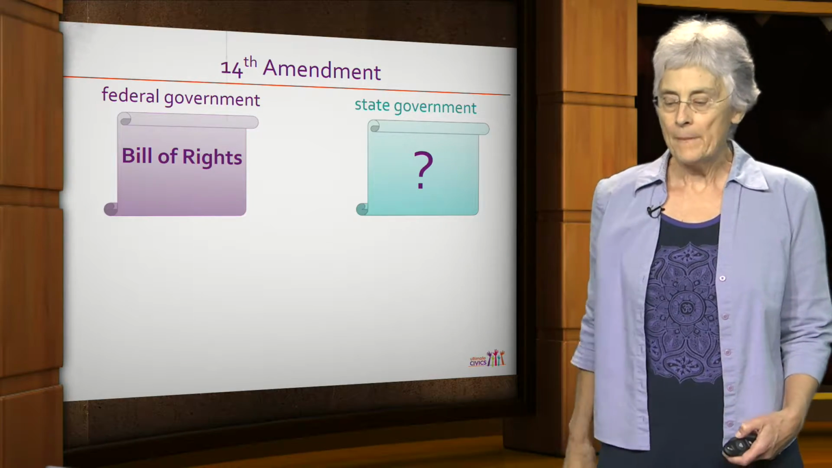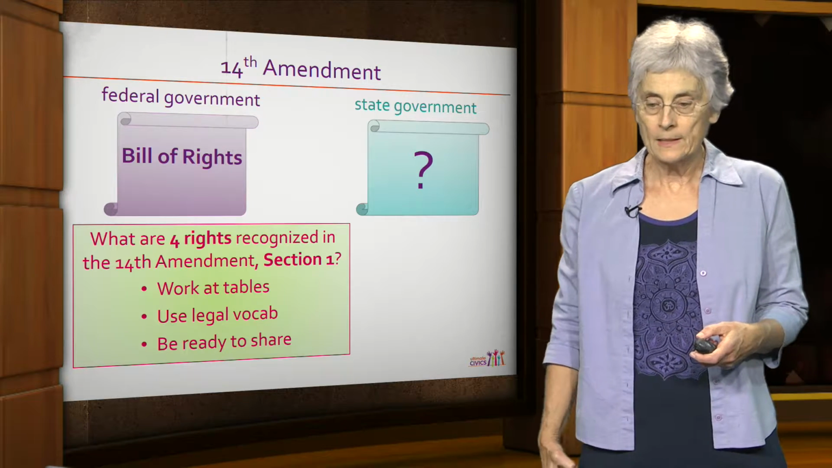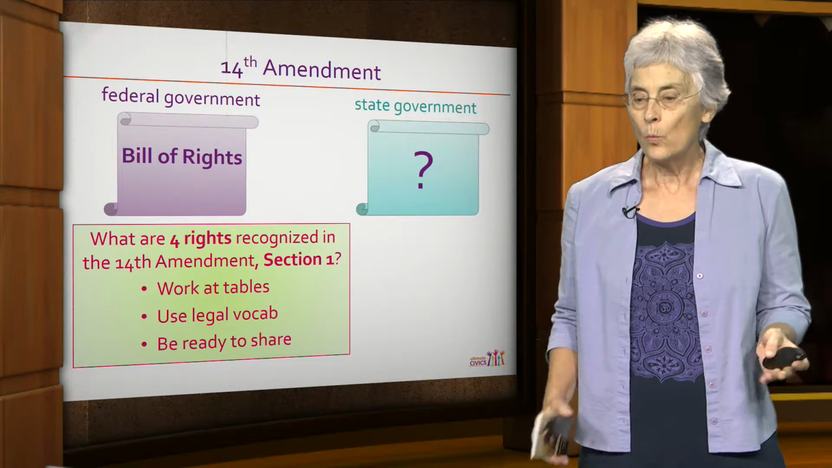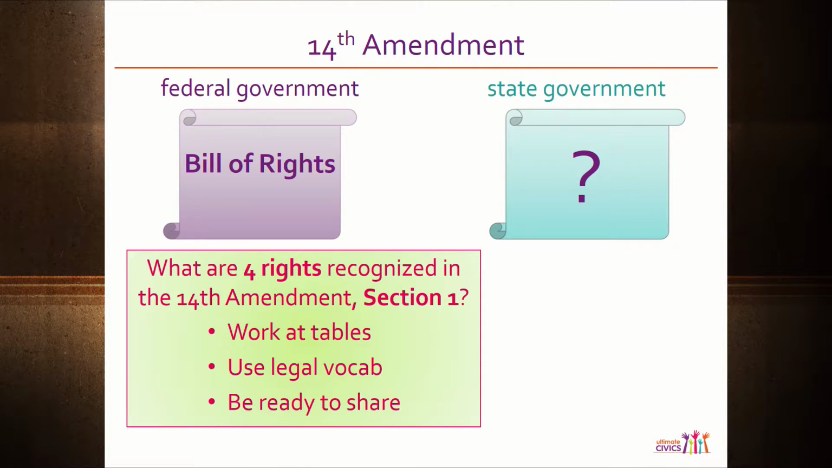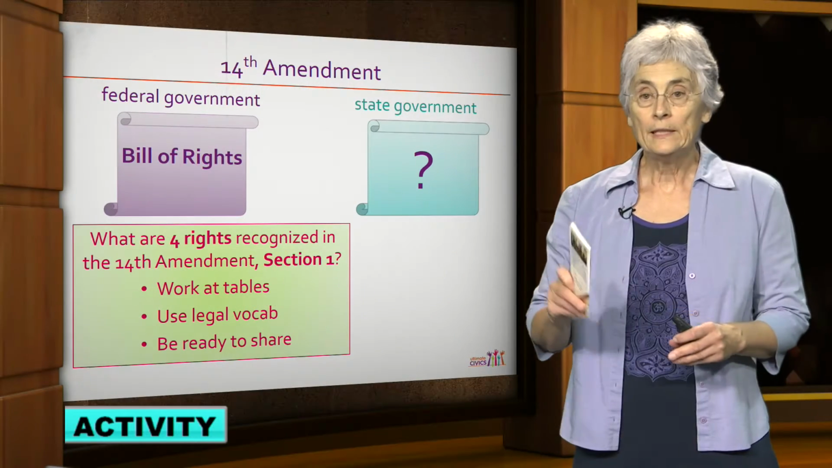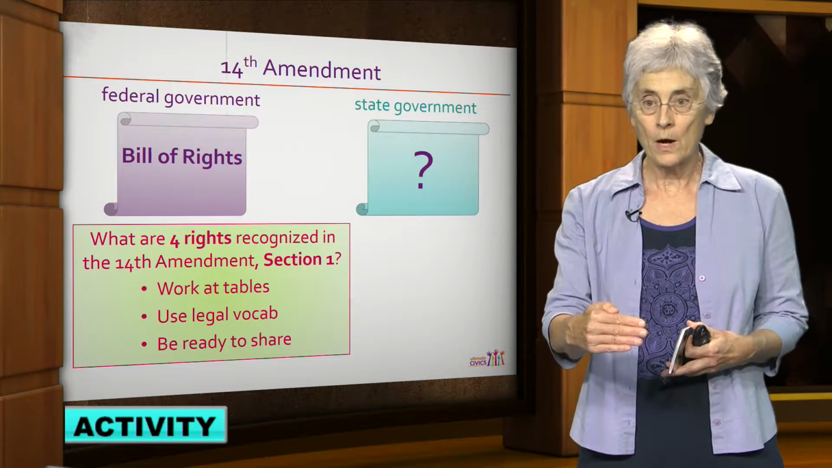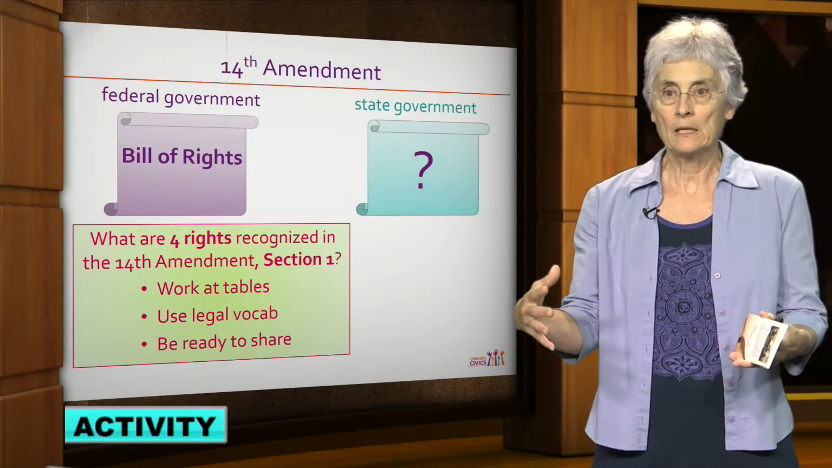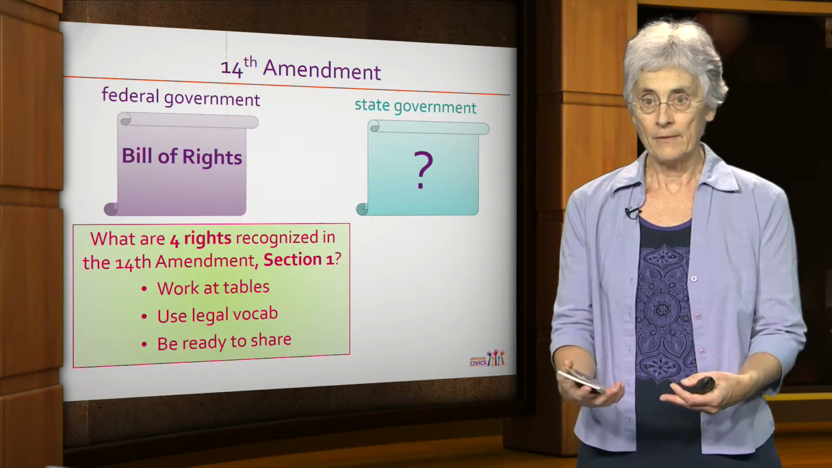But the 14th Amendment recognizes 4 new rights in Section 1, just in Section 1. The idea here is to have a small group activity, read the legal vocab when you come across it in Section 1. What are these new words, privileges and immunities? What do they mean? Be ready to explain what you've learned, and then let's have a discussion.